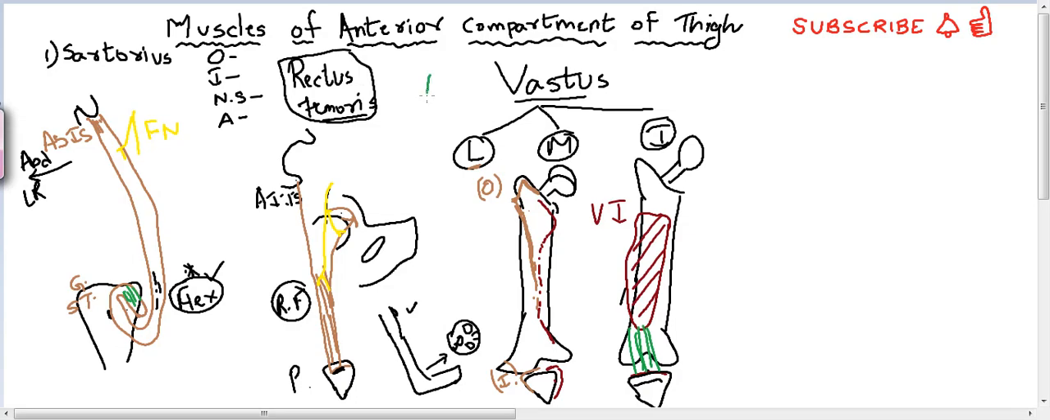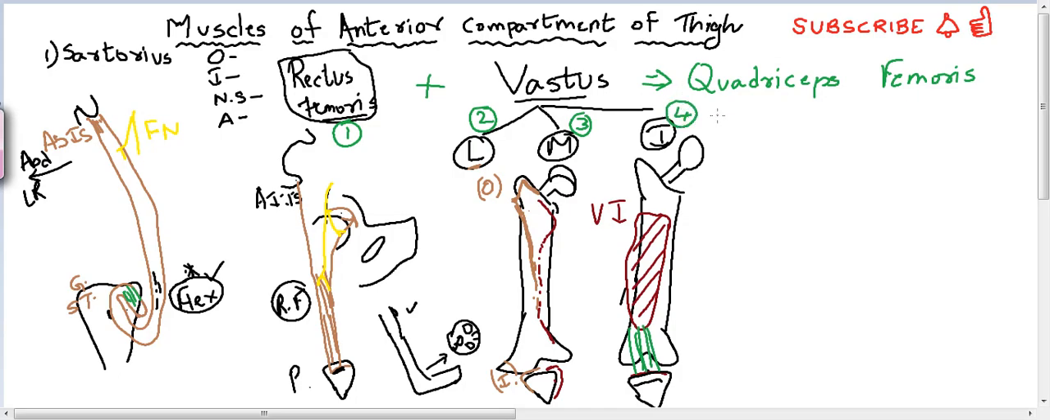The rectus femoris plus the 3 vasti together, they are 4 in number, right? So they are together called as quadriceps femoris. So this itself can be a 3 marker. What is quadriceps femoris? It is a muscle which has got 4 heads. They are rectus femoris, vastus lateralis, vastus medialis, vastus intermedius. Together it's called quadriceps femoris.